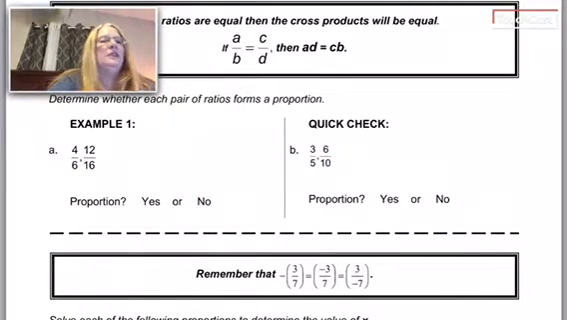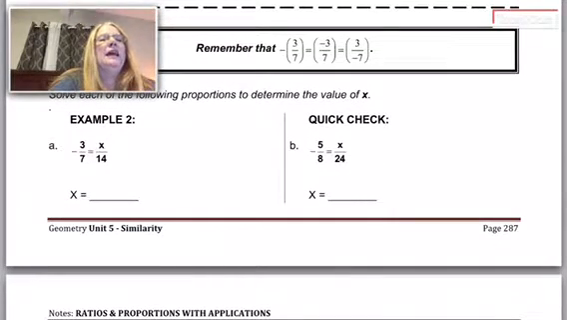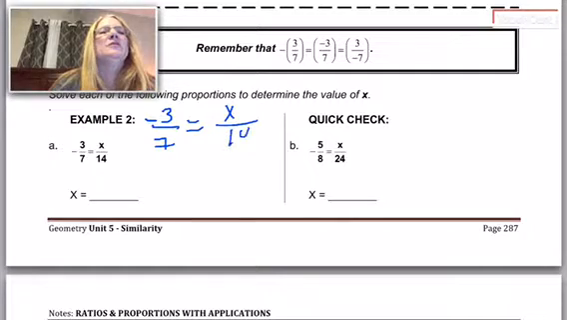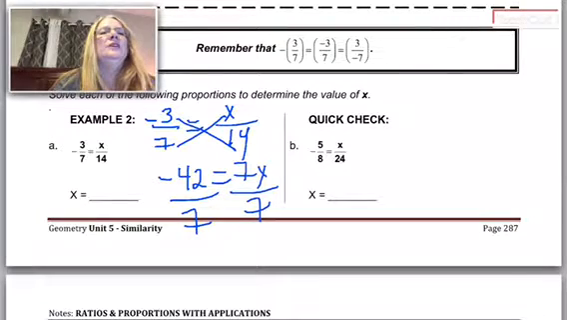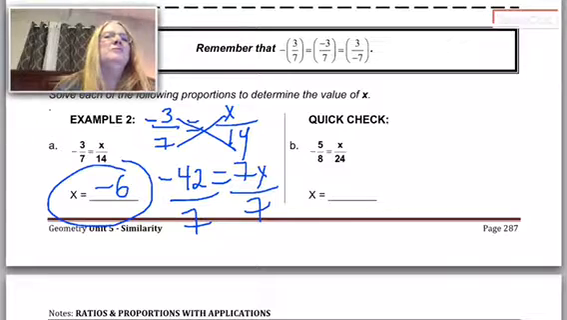So let's look at a couple more examples here. We have an example and we have a negative. So again, put the negative wherever you want. I'll put negative 3 over a positive 7 is equal to x over 14. And then we just cross multiply. And you get negative 3 times 14 is negative 42 is equal to 7x. And then you divide both sides. And you get x is equal to negative 6. Please pause and do the quick check.